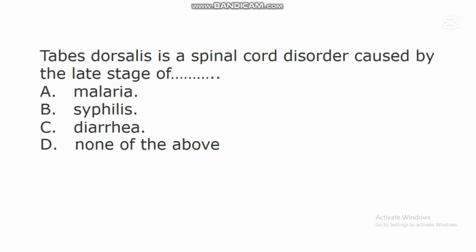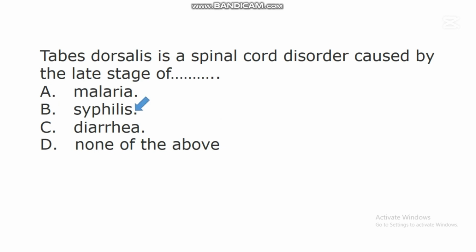The next question says, Tabes dorsalis is a spinal cord disorder caused by the late stage of dash? A. Malaria. B. Syphilis. C. Diarrhea. D. None of the above. In this question, the correct answer is B.